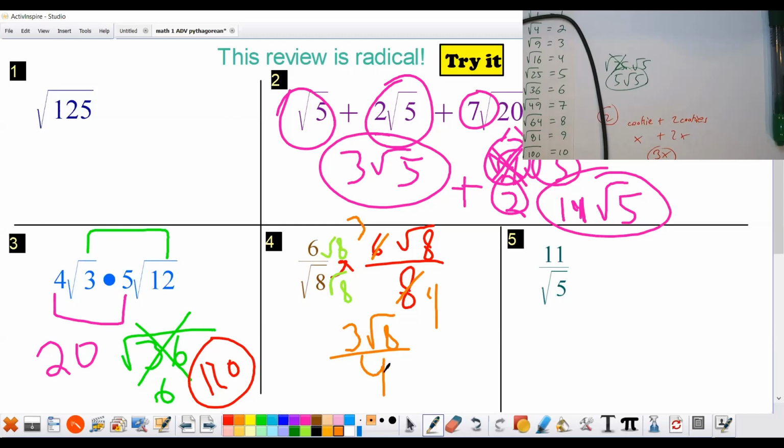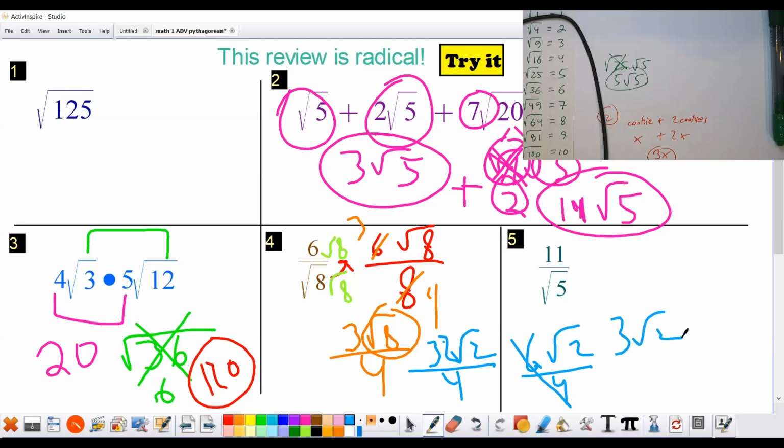You know what? You're still not done. What do you mean I'm not done? Radical 8. Oh my God, this is an advanced question. I remember radical 8 is 2 root 2 over 4. So now I have 3 times 2 is 6 over 4. Oh my God, I can reduce again. 3 radical 2 over 2. Well, that was crazy. That's not the only way to do it. You could have done this a lot of different ways, but this is your answer.